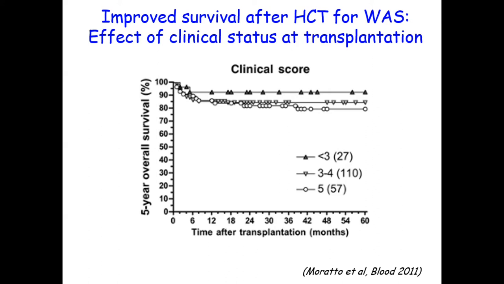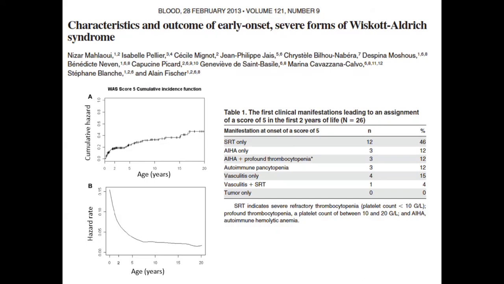These are patients who had developed either autoimmunity or malignancy, and because of that, had received a score of 5. And there is some difference in the survival, but again, all groups, including those that had serious complications prior to transplant, had a pretty good survival rate overall, around 80% long-term. Which is, you know, reassuring again. Now, things are evolving even further.